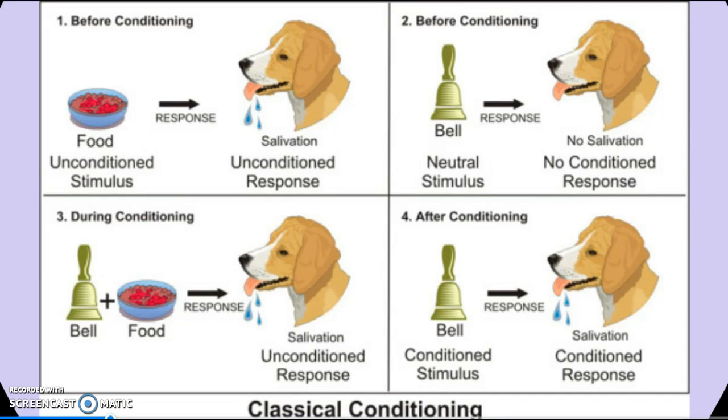He started off by observing the dogs salivate when food was placed in front of them. Then he would introduce the bell as the neutral stimulus, which did not elicit a conditioned response. He would then introduce the ring of the bell and the food at the same time to get the dog to salivate. Eventually the dog would salivate upon hearing the bell ring, which would make that a conditioned stimulus and response.